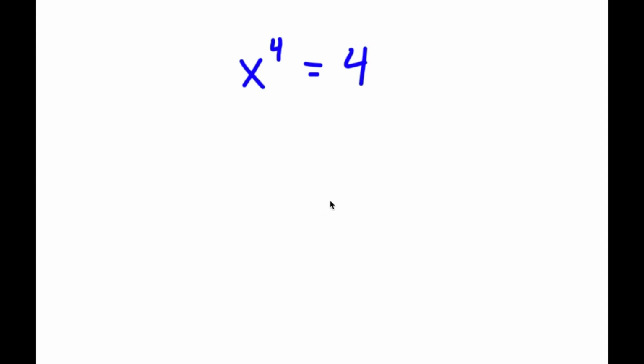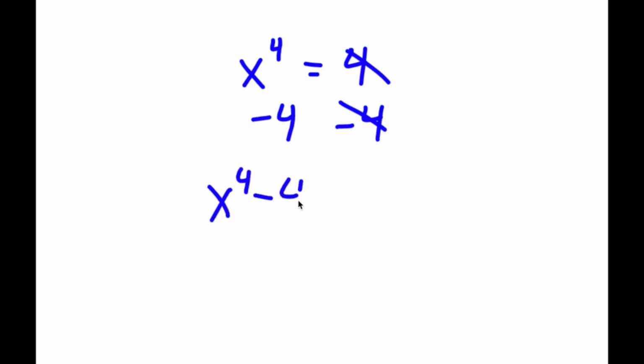Alright, so in this problem, I have x to the power of 4 is equal to 4. So to solve this, I'm going to first start by subtracting 4 on both sides. So then these two cancel out, and I get x to the power of 4 minus 4 is equal to 0.